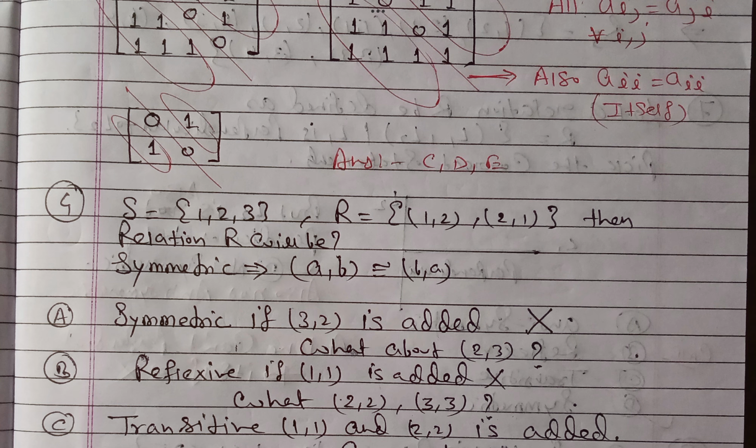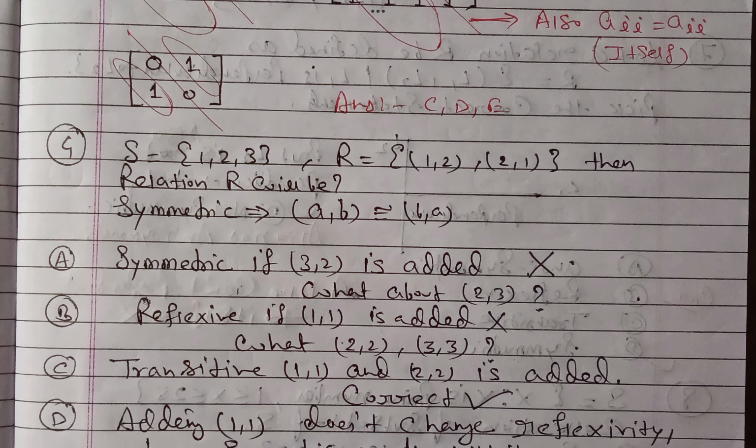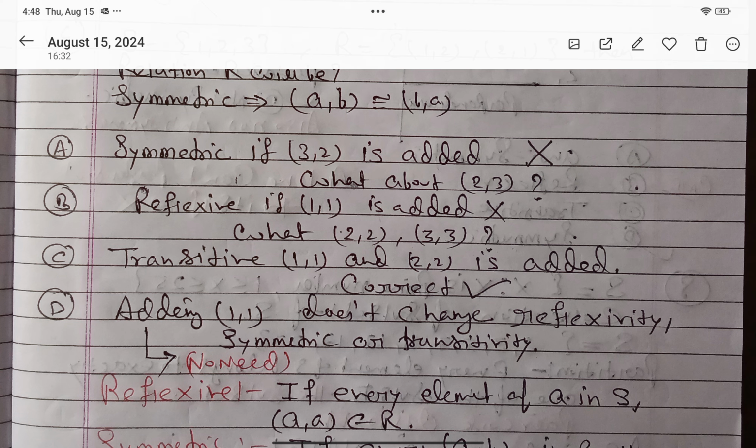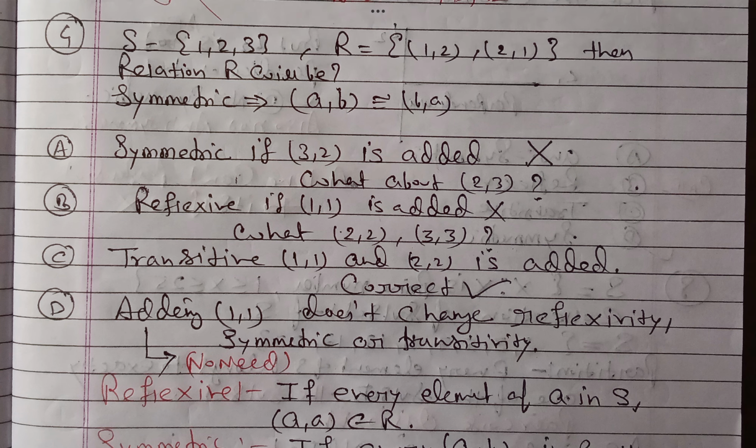Now next, the same question he is asking. S is equal to {1, 2, 3} and R is equal to {(1,2), (2,1)}. Then relation R will be symmetric if (a,b) implies (b,a). So the first option, symmetric if (3,2) is added. You know that if (3,2) is added, what about (2,3)? (2,3) is not here. In R, (2,3) is not available. So this is a wrong answer.